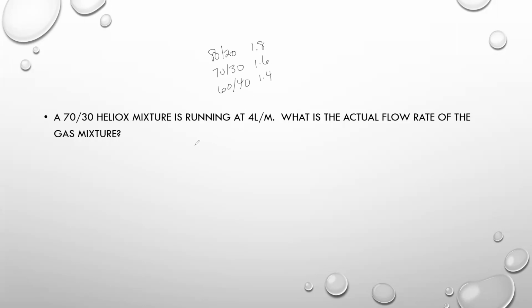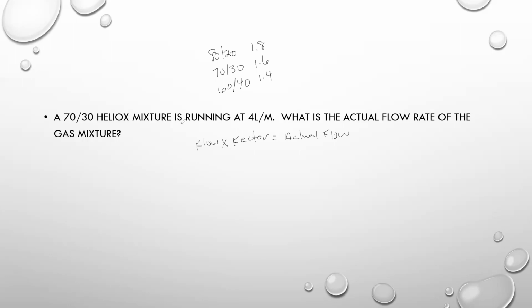Typically, all you've got to do is take your flow times your factor, and that gives you your actual flow. So in this question, 70-30 is running at 4 liters. What's the actual flow rate of the gas mixture?